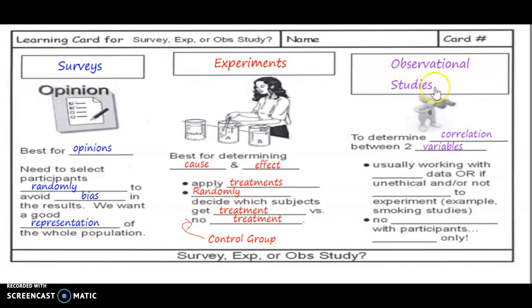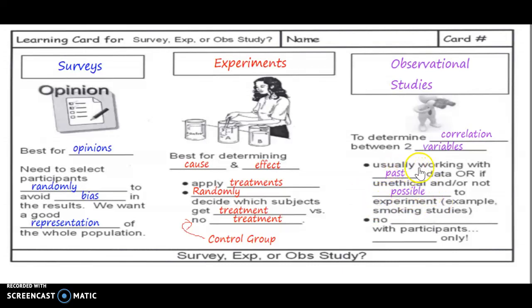Moving over to observational studies, what we see is that an observational study is used to determine a correlation between two variables. If you're wondering if there's a connection between two variables and is there a correlation, you could run an observational study. Now, usually you would work through an observational study if you're working with past data or if it's too unethical to run an experiment. Also, you would run an observational study if it's just not possible to run an experiment.